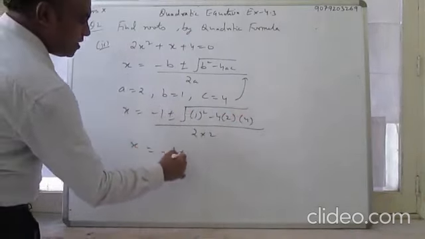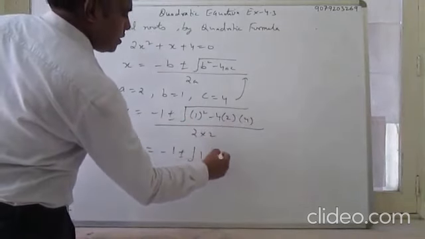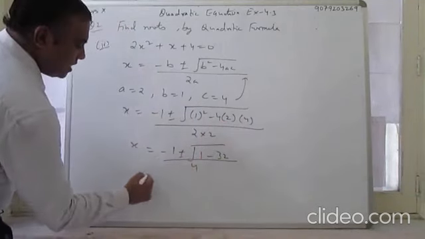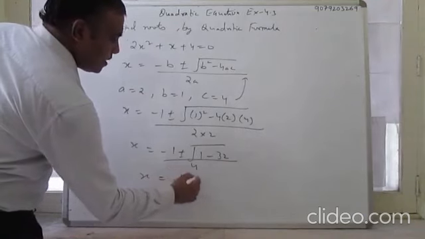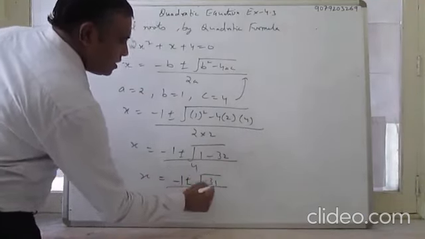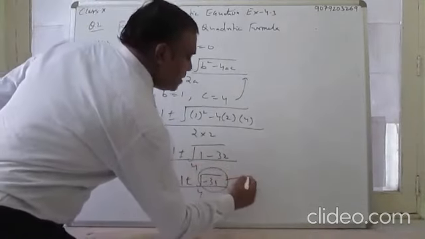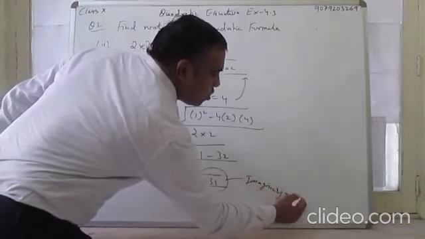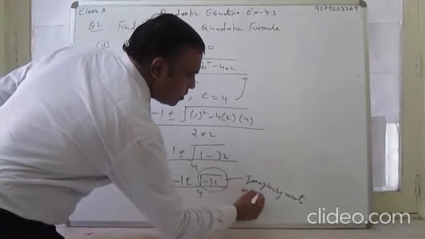x is equal to minus 1 plus minus under root 1 minus 32 upon 4. You can see here x is equal to minus 1 plus minus under root minus 31 upon 4. This is root of a negative number. This gives you imaginary roots, or roots do not exist. You can write no solution.